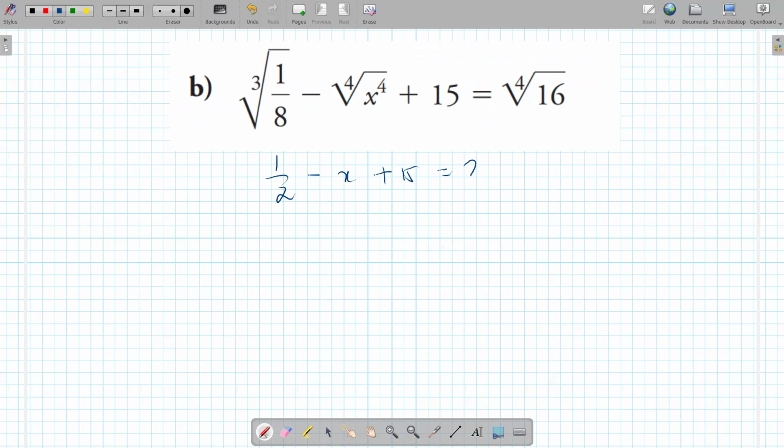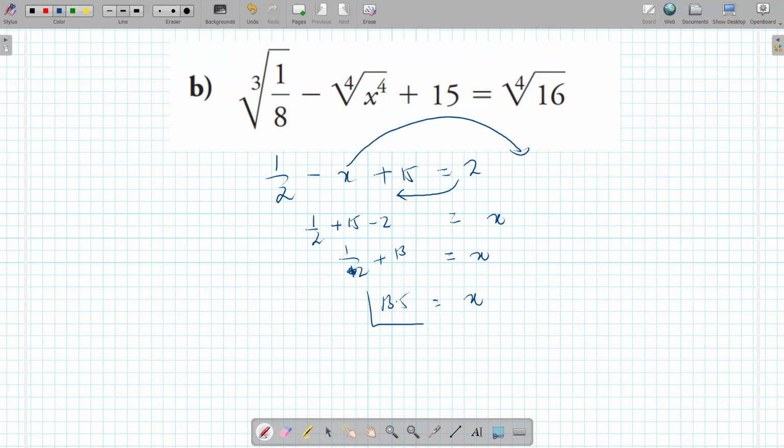It's 2. So move this here. Move this here. Negative x becomes positive x here. On the other side, we have 1 over 2 plus 15 minus 2. So x is going to become 1 over 2 plus 13, right? So it's 13.5 or 27 over 2. That'll be the answer, and you're done. Easy as that.